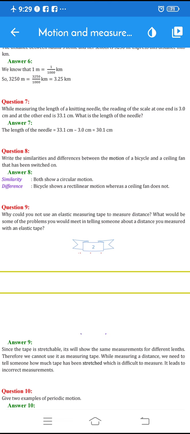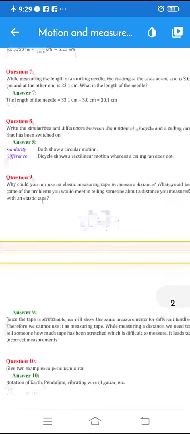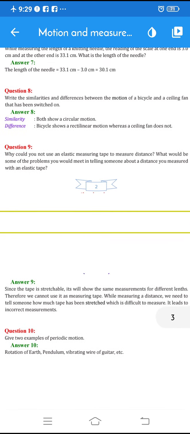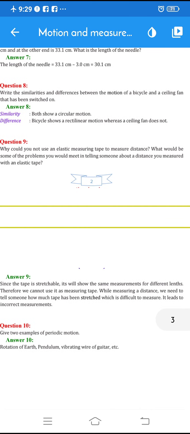So 33.1 centimeter minus 3.0 centimeter, that is nothing but 30.1 centimeter, is the length of the needle. So let's go for question number 8. Write the similarities and differences between the motion of a cycle and a ceiling fan that has been switched on.